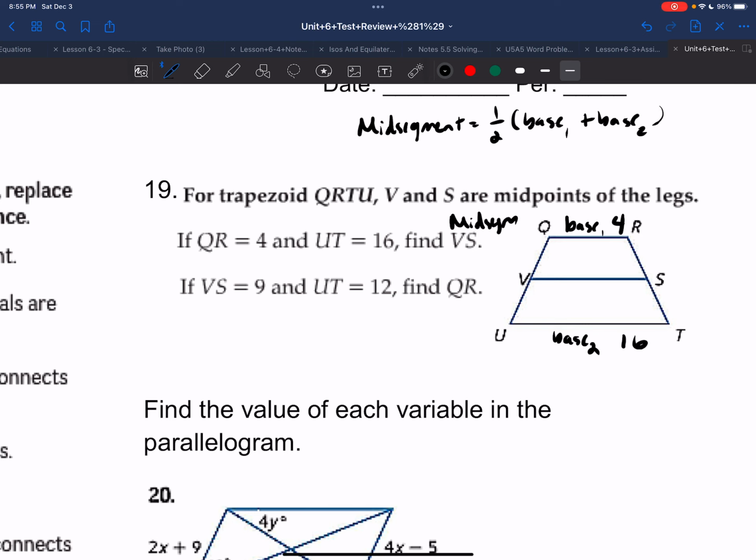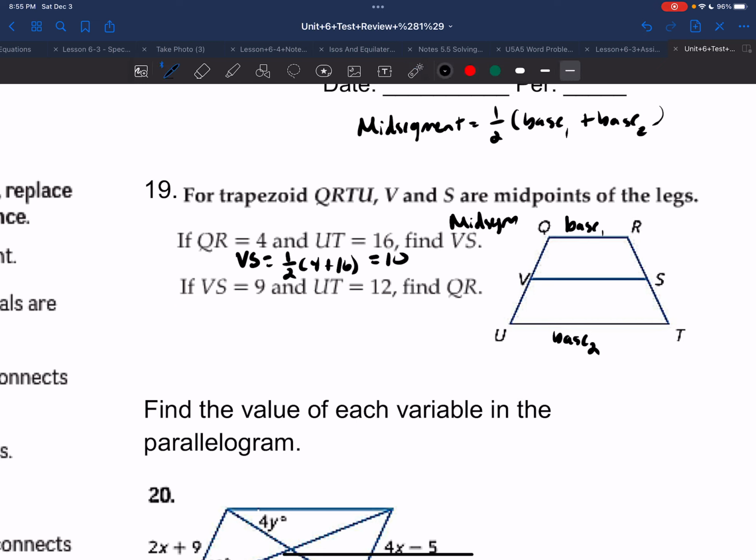So all I have to do is VS equals 1/2 times 4 plus 16. 4 plus 16 is 20. Half of that is going to be 10. So VS is 10. Okay? So I'm going to erase this now. I'm going to go ahead and figure out what this is.